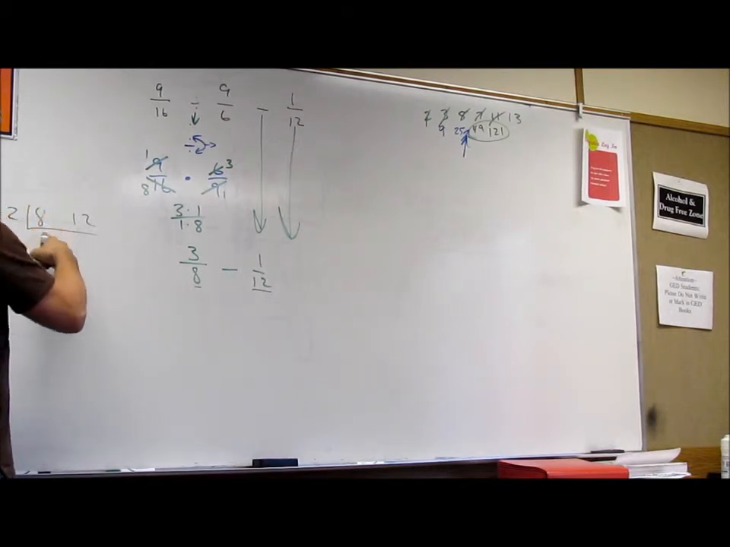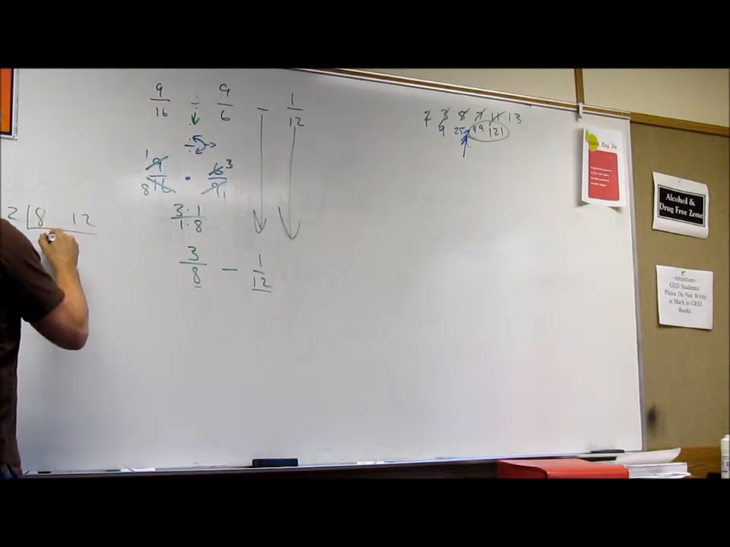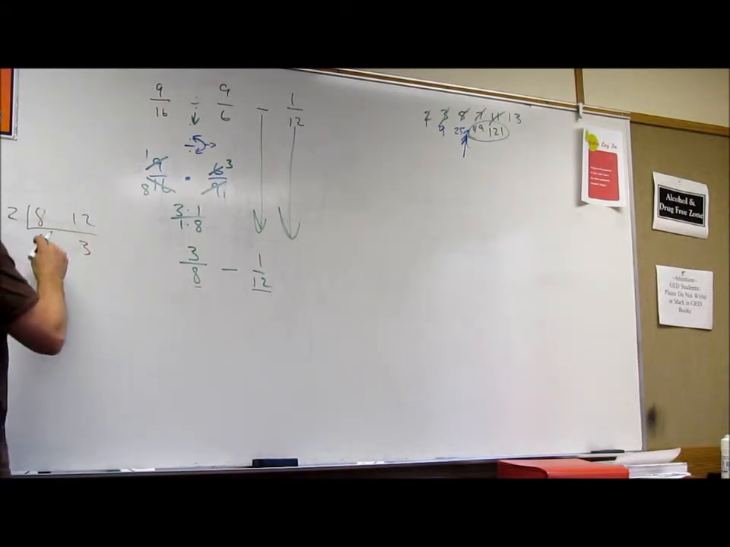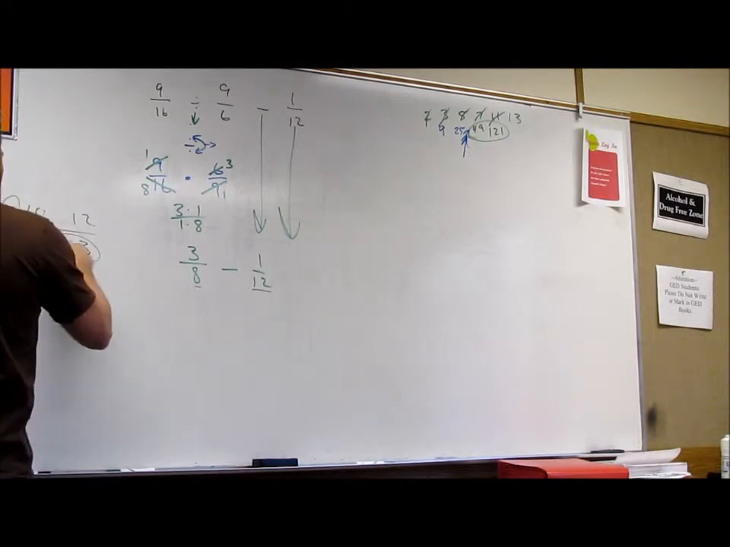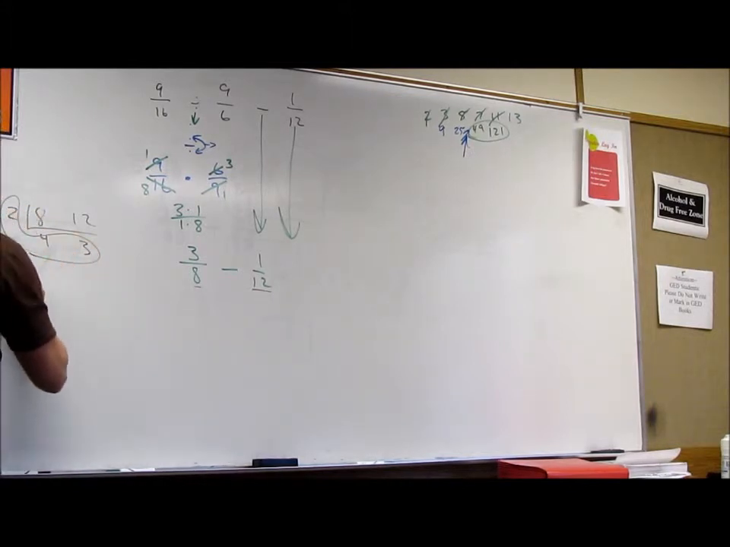So 2 goes into 8 4 times. 2 goes into 12 3 times. Does anything go into 4 and 3? So my lowest common multiple is 2 times 4 times 3, which is 2 times 12, which is 24. My LCD is 24.